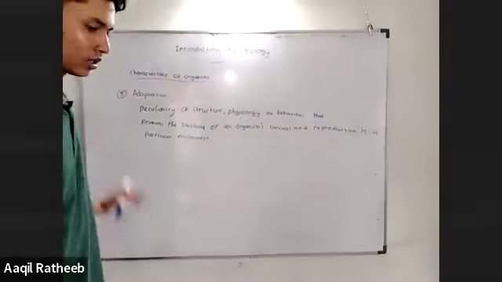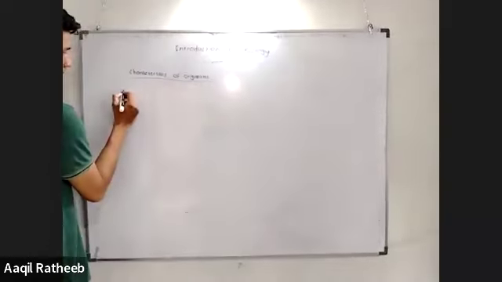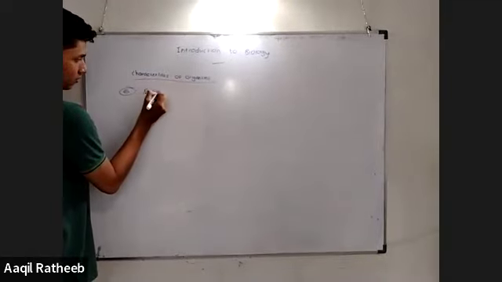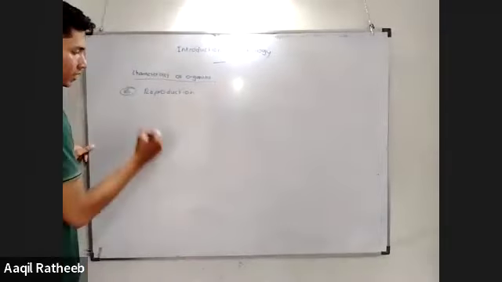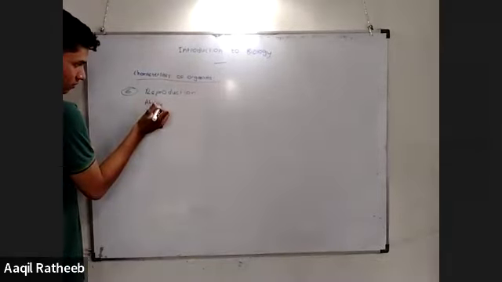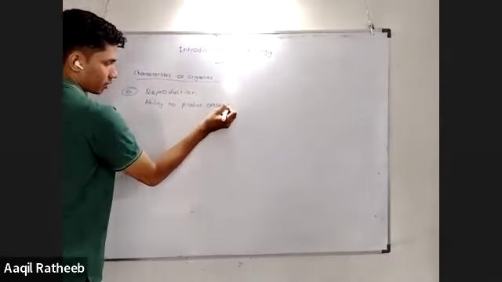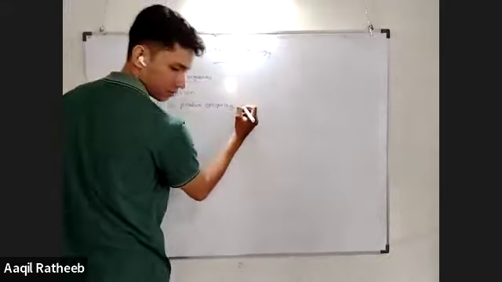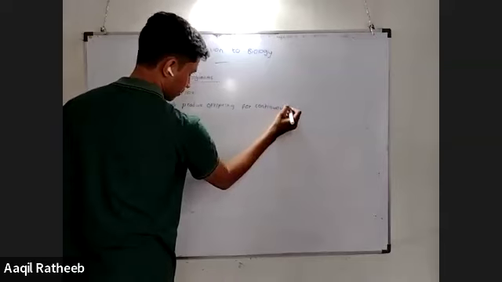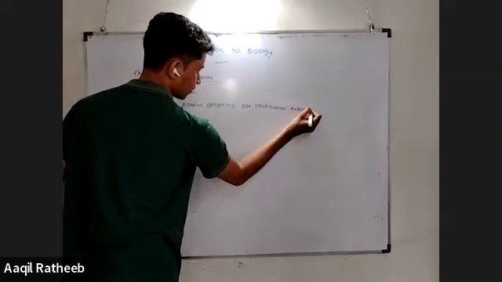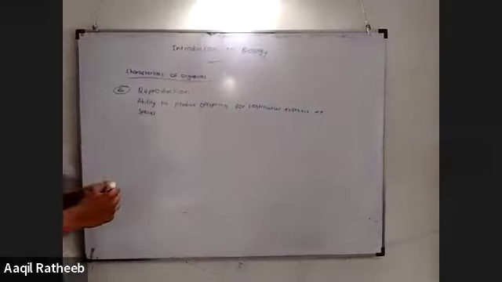Okay, students, we go to the next point, reproduction, which is the sixth one. What is meant by reproduction? It is the ability to produce offspring for continuous existence of species. For continuous existence of species.